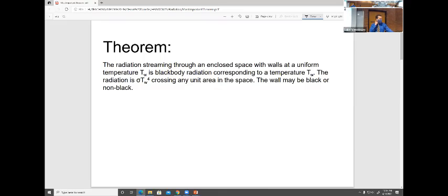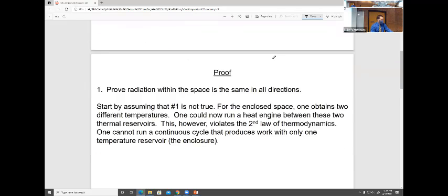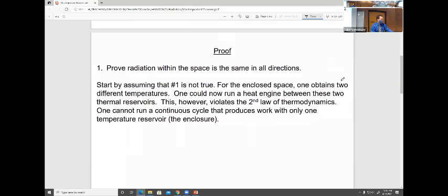So here is his proof. This is 100% attributed to Ephraim Sparrow. He died about a year ago. So this is the theorem. We want to prove it. He said we can prove it in 3 steps. Step 1, we have to prove that the radiation is the same in all directions. That's an important part of this.